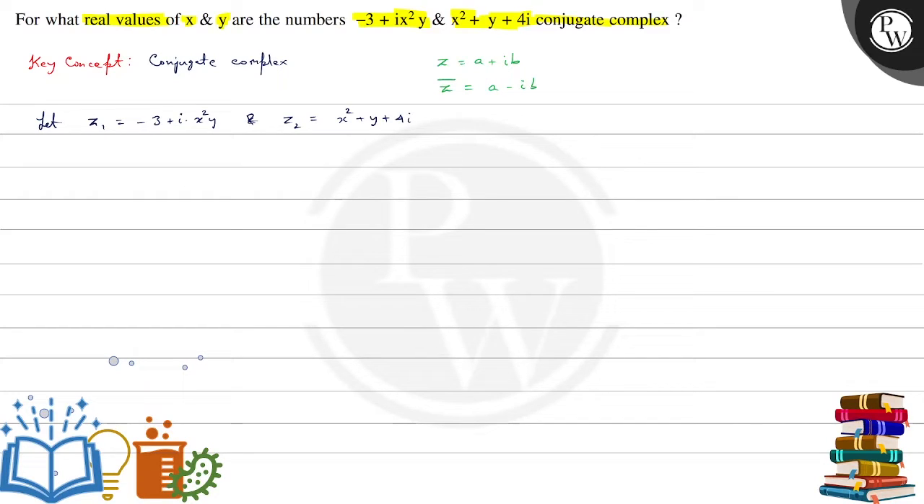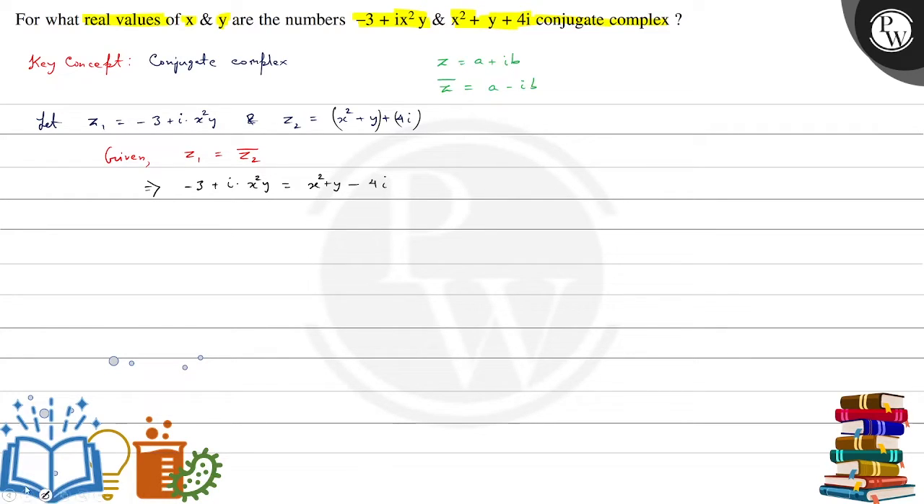Now these two numbers are supposed to be conjugates of each other. So what exactly is given to you? It is given that z1 must be equal to z2 bar. So if z1 equals z2 bar, we can say that -3 + i x²y must be equal to its conjugate. What will the conjugate be? Its real part is x² + y, of course, and the imaginary part will be a − ib, that is, x² + y − 4i.